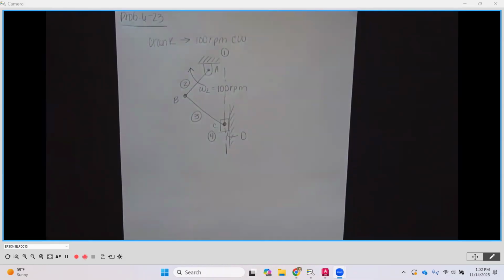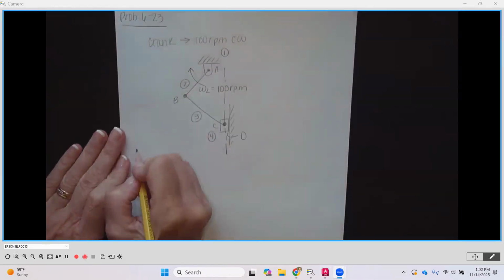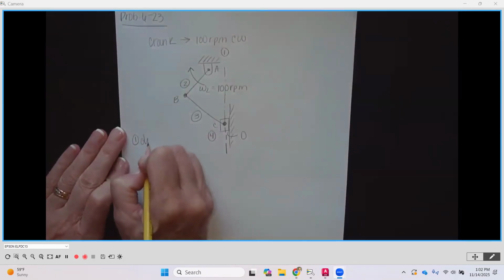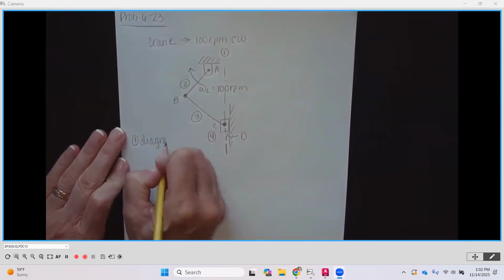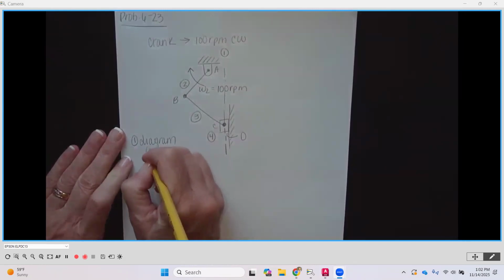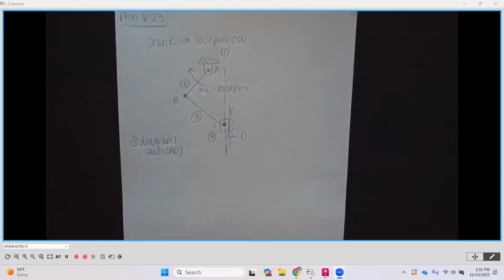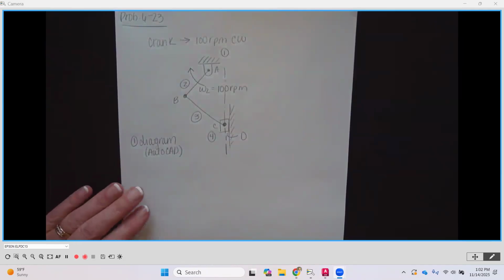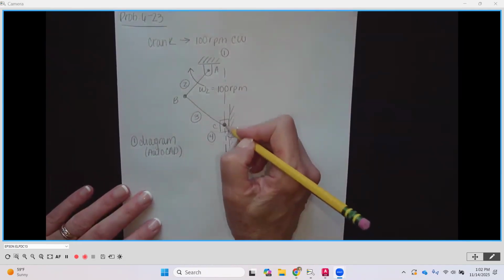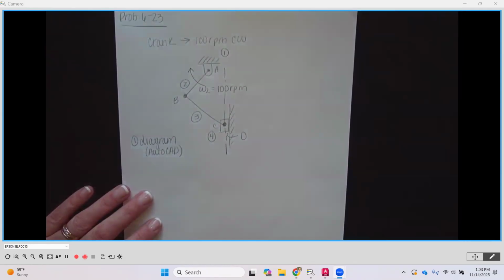Okay. Now, first things first, we're going to create our diagram in AutoCAD. And it's going to be to scale, so we can use that for orientations. Then we know that we need to find the straight line velocity, how fast our slider is going to go.